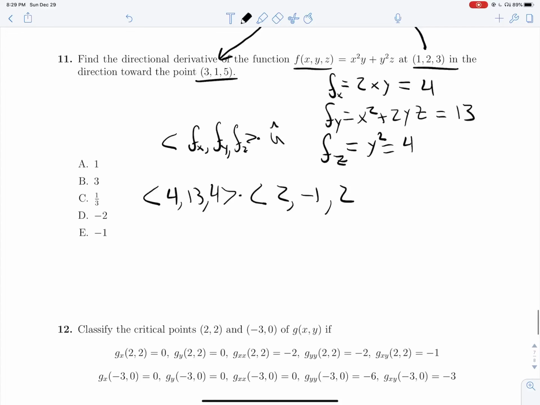But we're not done yet because this is not a unit vector, so we need the magnitude of this, and we need to divide every term by that magnitude. Our magnitude is just going to be the square root of all these terms squared, which is the square root of 9, which is just going to be 3. So we can divide everything by 3 over there. And finally, computing everything out, we are going to get 8 minus 13 plus 8, which is 3, and that divided by 3 is going to give us 1. So there's our answer.